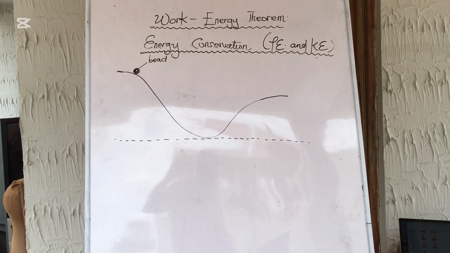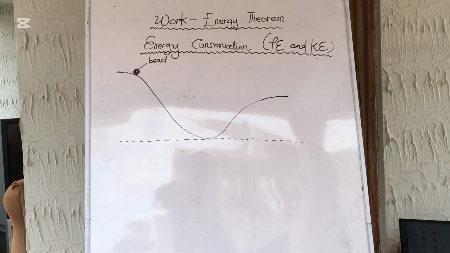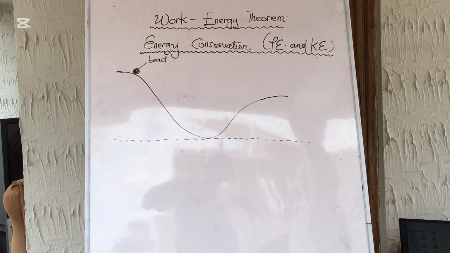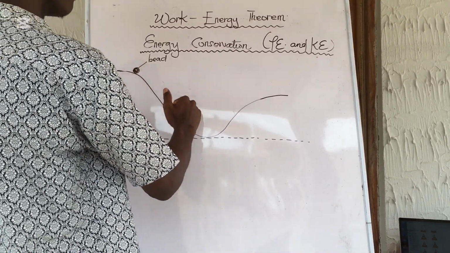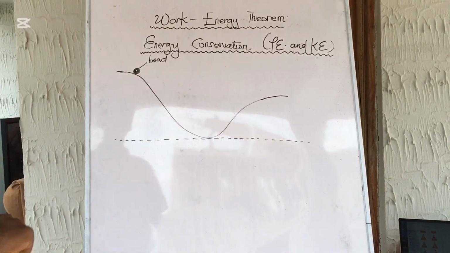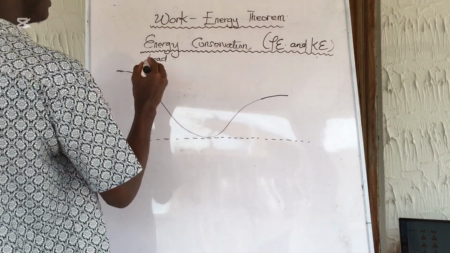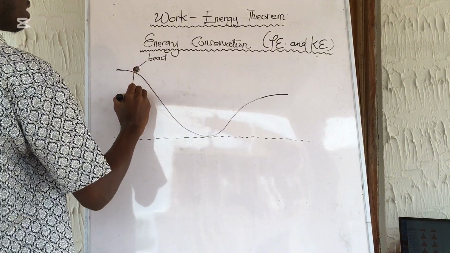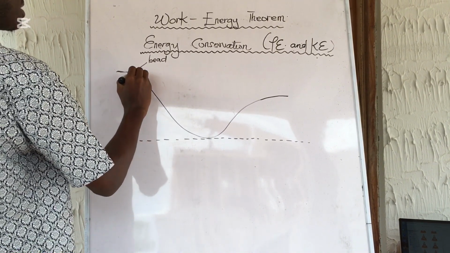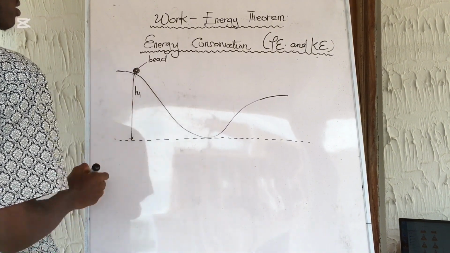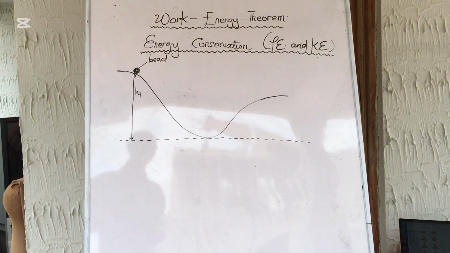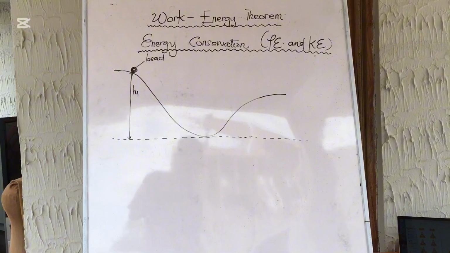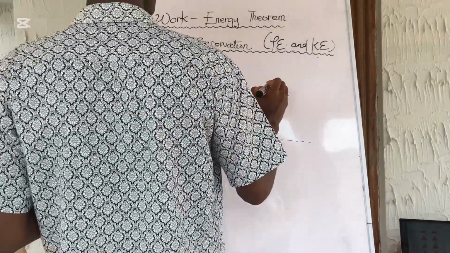Now, let's begin with calculating the speed at a particular point when you are given a problem like this. For instance, let's consider this one to be a mountain. So the height of the bead at this point is represented as h1. Now, for this particular question, they are asking you to calculate the speed of the bead at this point.